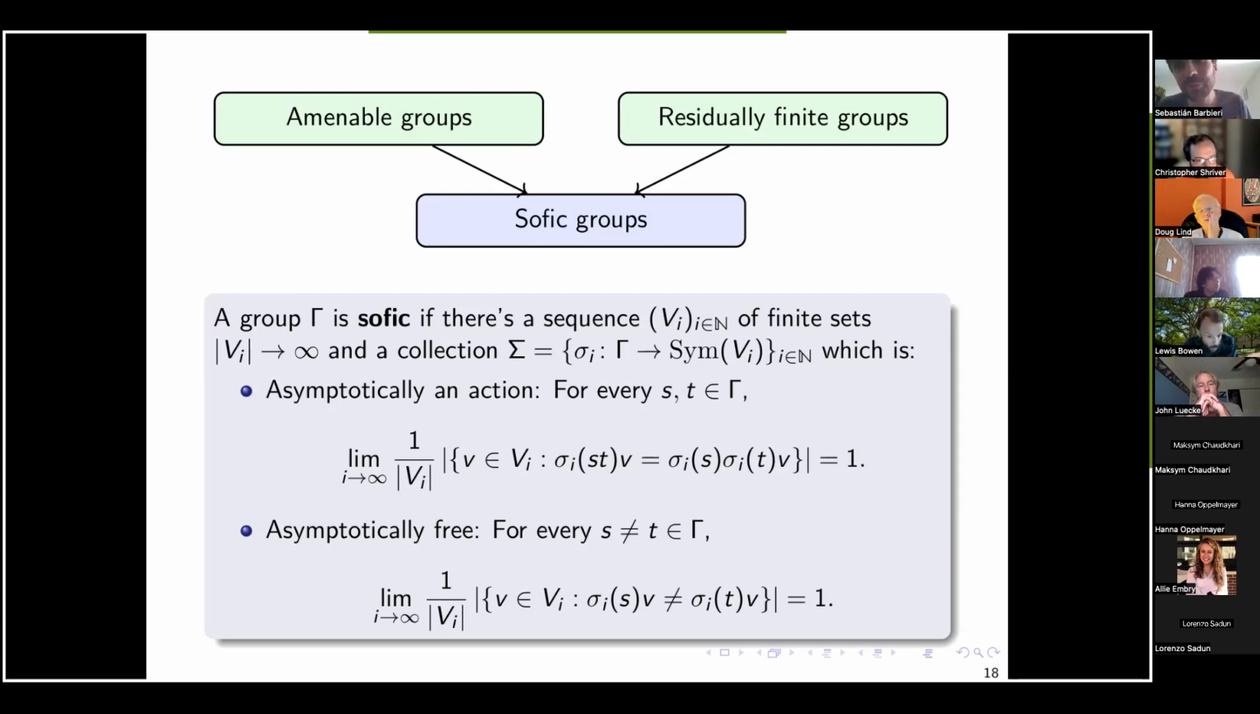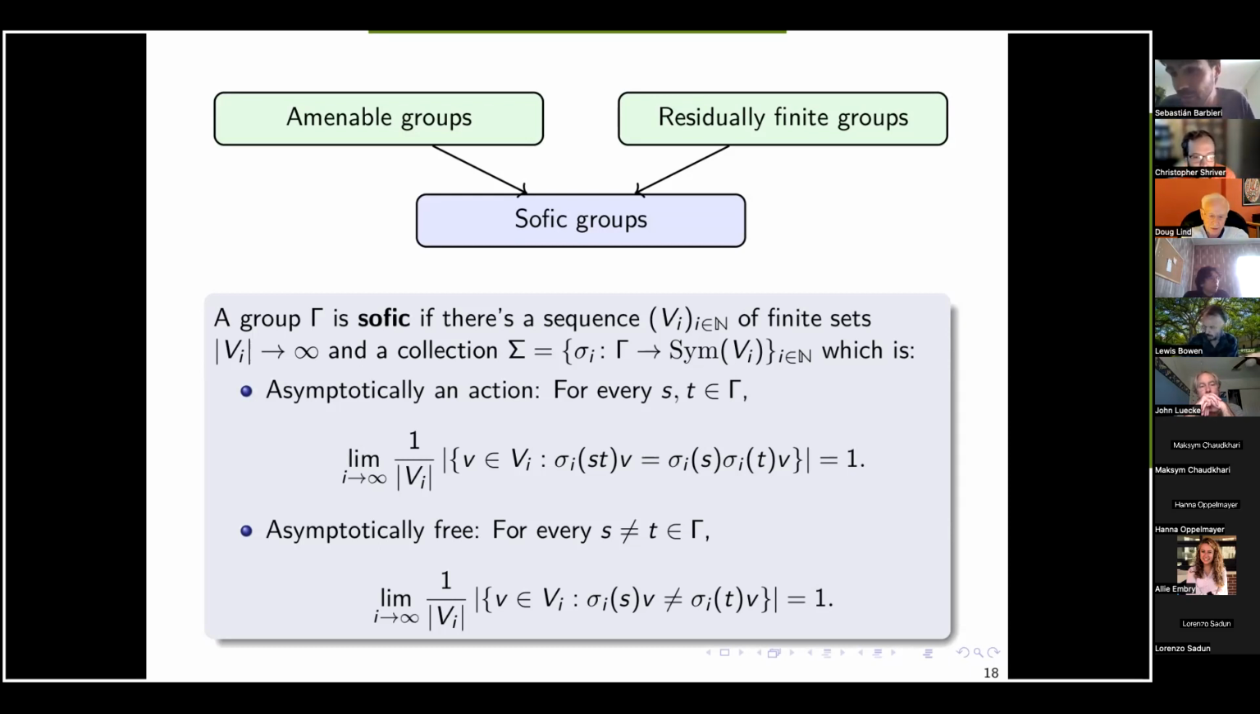And I want this thing to look like an action. So I'm not going to ask that these maps sigma_i are homomorphisms. I'm just going to ask that they are asymptotically an action. That means that if I take the limit as i goes to infinity, the proportion of vertices such that the permutation induced by st on some vertex, and the permutation induced by s composed with the one by t, give me the same result, approaches 1. So I'm going to ask that it is asymptotically like an action.